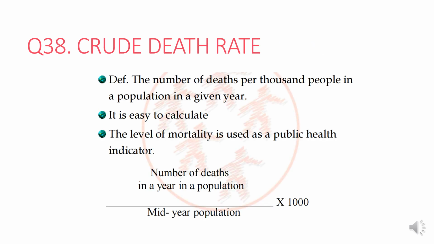It is defined as the number of deaths per thousand people in a population in a given year. It is easy to calculate. The level of mortality is used as a public health indicator. The formula is number of deaths in a year in a population divided by the mid-year population into 1000.